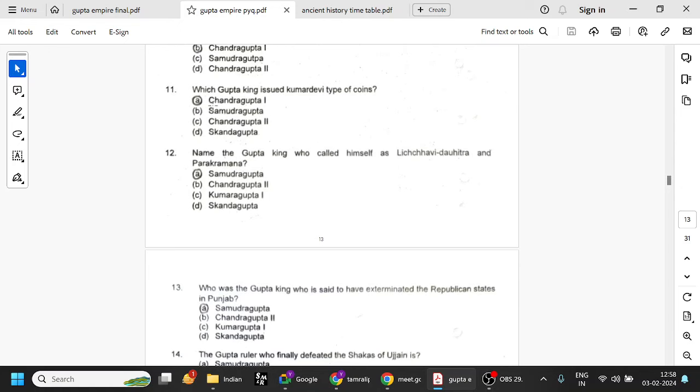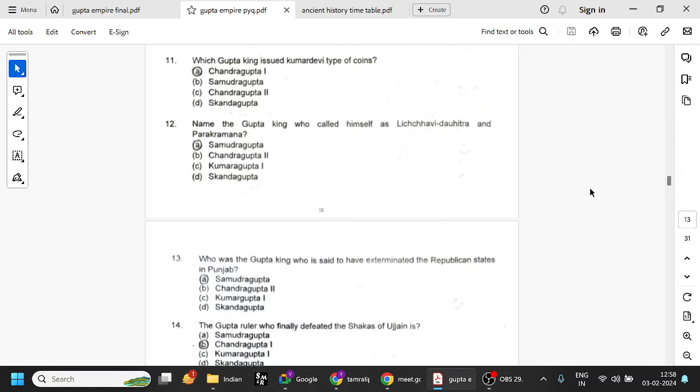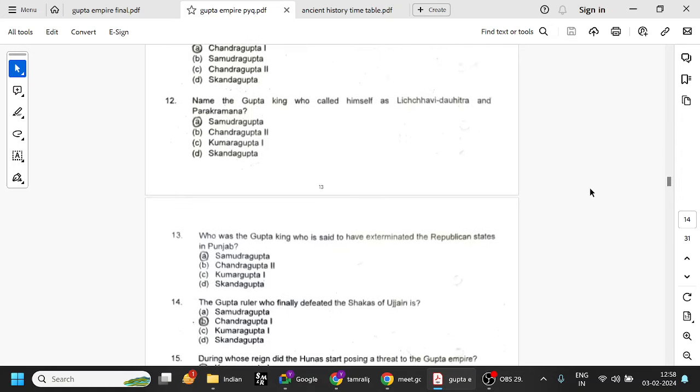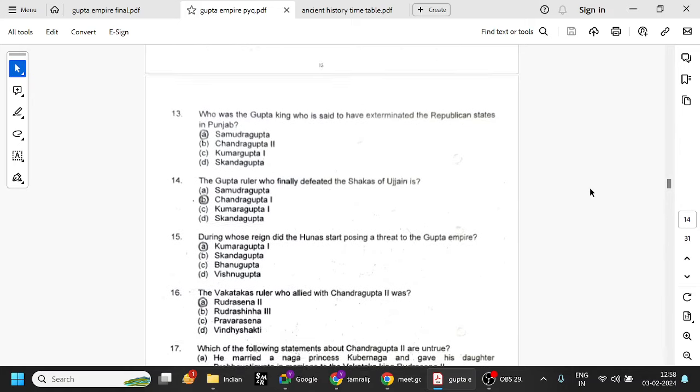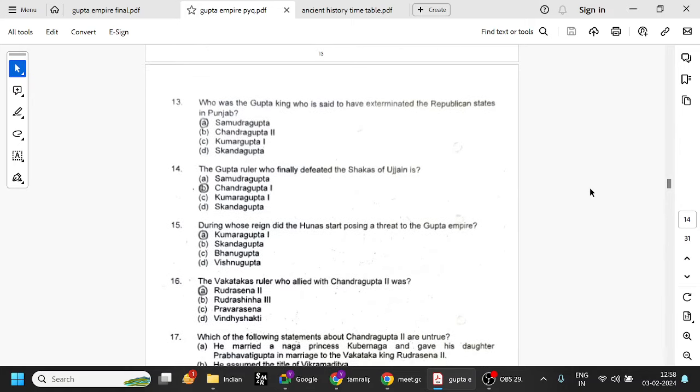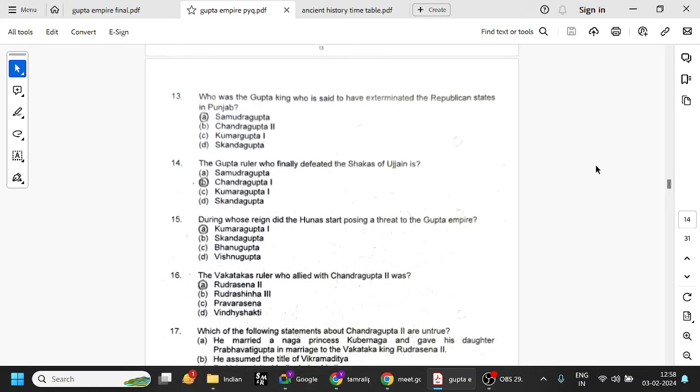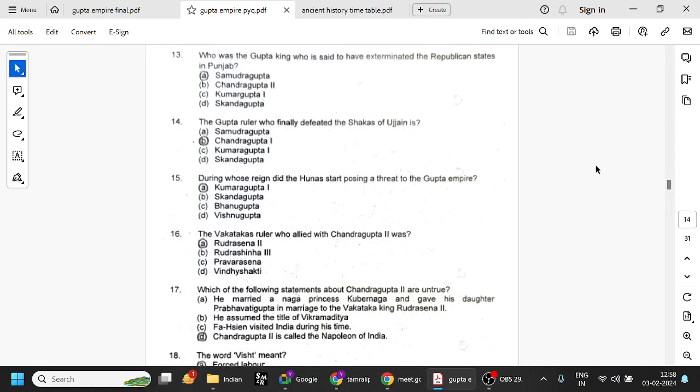Issued Kumaradevi type of coins, Chandragupta 1. His wife is Kumaradevi. The Gupta king who called himself Lichchhavi Dauhitra, Samudragupta, try to remember. And Parakramanka, Samudragupta. Sakari is also Samudragupta. Lot of titles he has. Again, Samudragupta exterminated Republican states in Punjab. So he is a famous warrior also, Samudragupta.